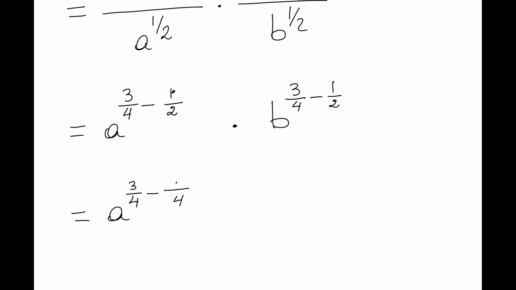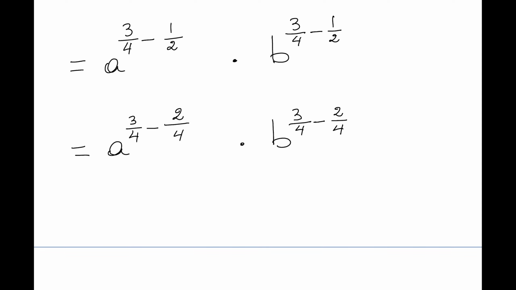And I need to preserve the value to be 1/2. Well, if you want to pass from 2 to 4, it means you're multiplying by 2 downstairs, so do it as well upstairs. 1 times 2 is 2. Likewise here, same thing. 3 over 4 minus 1/2 can be thought of as 3 over 4 minus 2 over 4. Okay. And each one of them is going to have the power 3 minus 2, which is 1 over 4. So that's going to be a to the power 1 over 4 times b to the power 1 over 4. Correct? Okay.